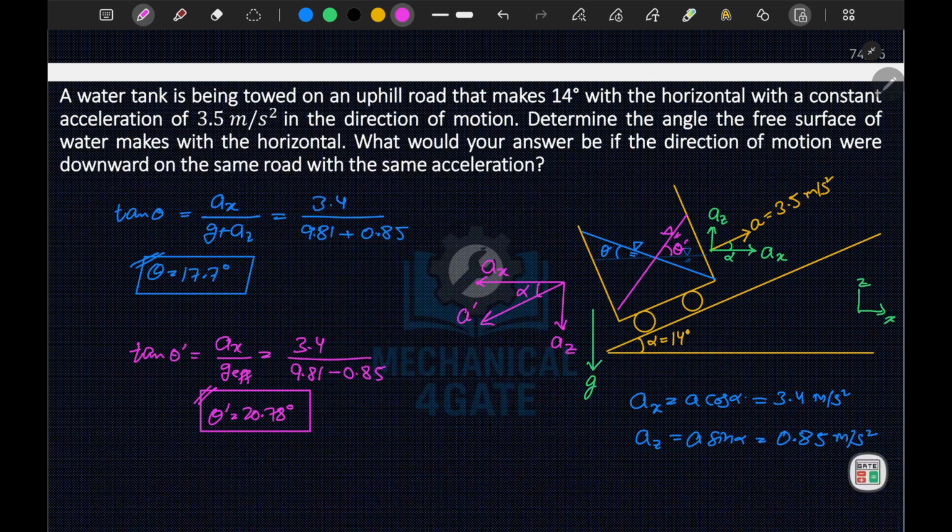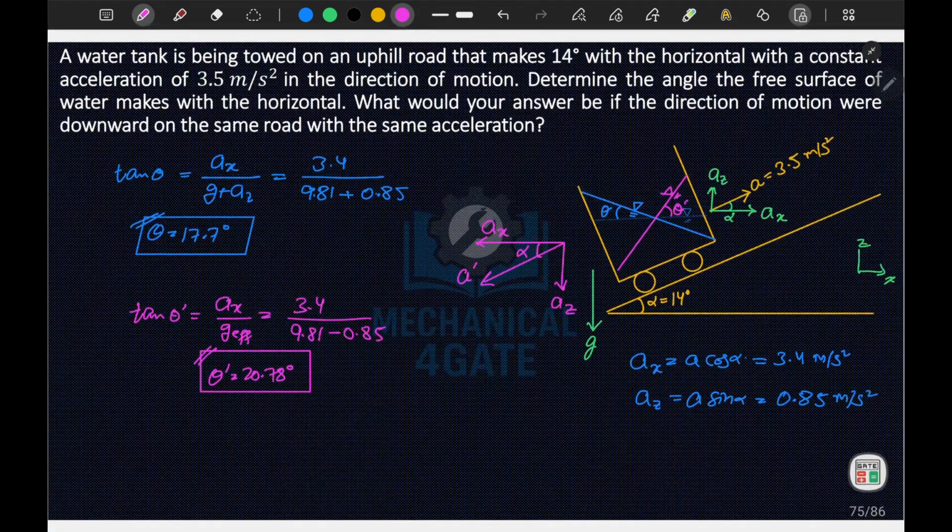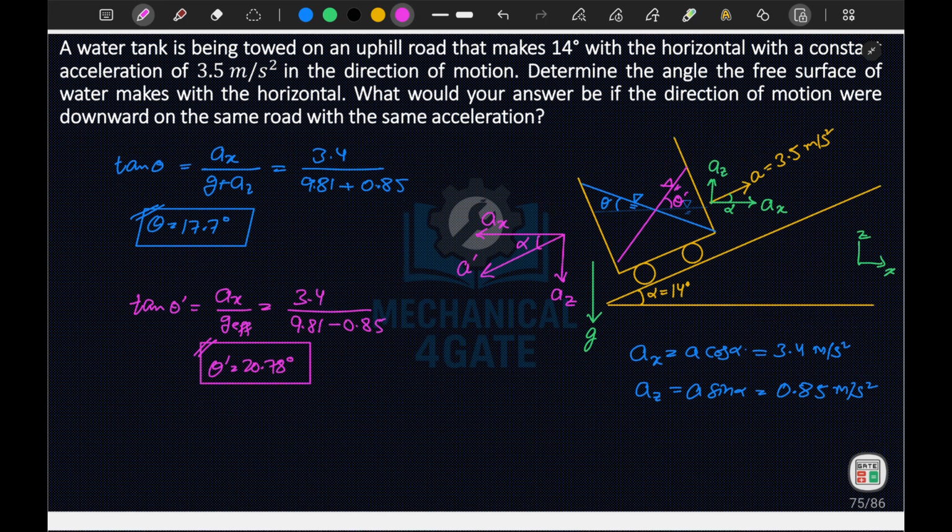Okay, so if we change the direction of the motion to downward on the same road, then what would happen? The angle made by the free surface of the water with the horizontal will increase. Okay, now we will move to our next question.